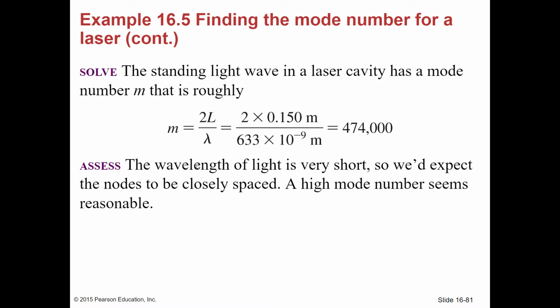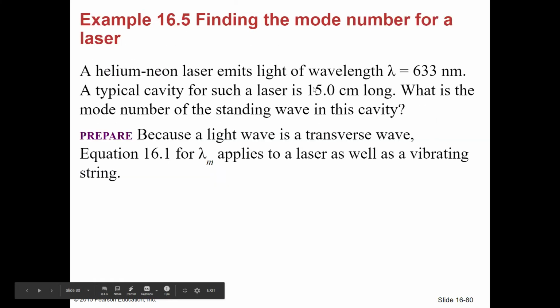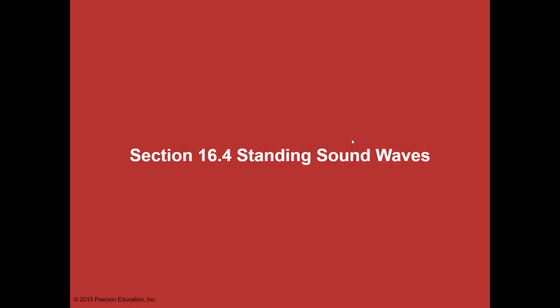So we can use these same equations to solve for it. We know the length of the chamber, we know the wavelength that was given to us, so if we want to find which mode it is, we get 474,000. That's the mode we're on. A high number mode seems reasonable because the wavelength is so short, right? This number, 10 to the 9th, that's one wavelength. So if our chamber is a measurable amount, that means it's going so many times. So 474,000 makes sense.